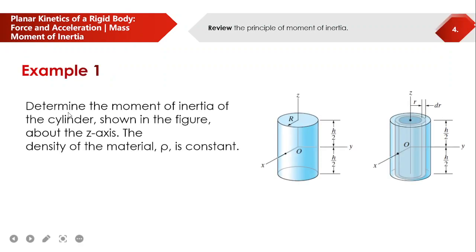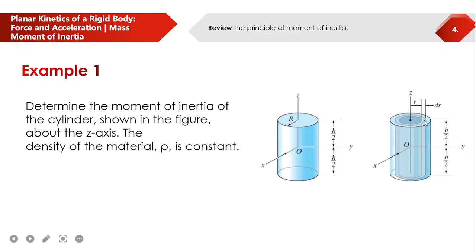So, for example, let's have an example using the shell element. Determine the moment of inertia of the cylinder shown in the figure about the z-axis. The density of the material is constant. This is your cylinder. It has a radius of r. The center of mass of the body is at point O, and the height is h over 2 plus h over 2, which is h.